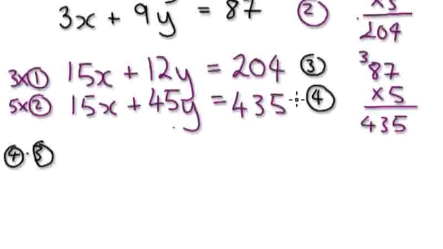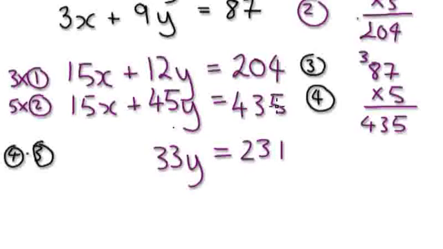So remember, we are going to get this take away this. Okay, so now 15x take away 15x, that would be nothing. 45y take away 12y would be what? Would be 33y, and then this will be 132. Okay, so we are getting this taking away this. So this will give us this. Now divide both sides by 33.